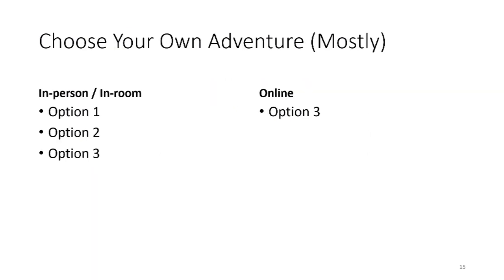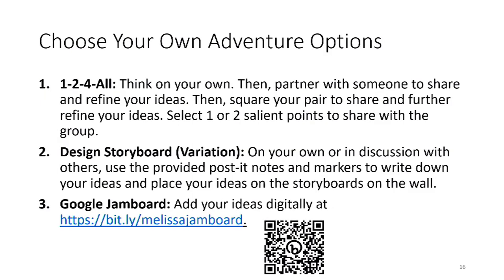So we have choose your own adventure. I have no idea if anyone is even joining online. If people are joining online, there's an online participation option. Otherwise, here in the room, we have three options. Option one is think, pair, square, share with all. Second one, I have some gigantic post-it notes that I've been carrying around all day that I can slap up on the wall and give you smaller post-it notes that you can use to add your ideas to it. Or, if you're not feeling like talking with anyone or moving around, there is the digital option, so bit.ly/Melissa Jamboard, or you can scan the QR code. What strikes your fancy?